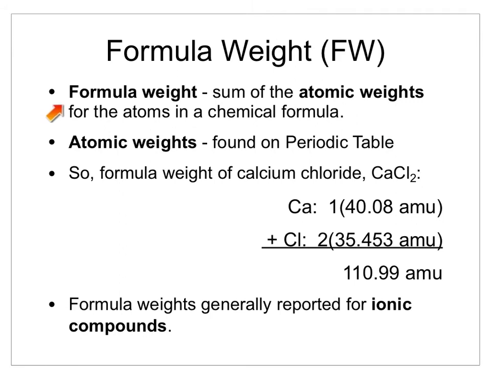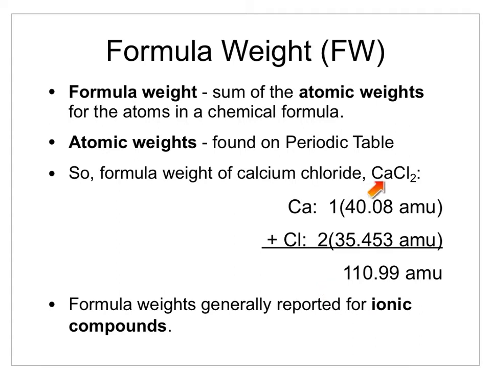The formula weight, or FW, is the sum of all the atomic weights for each atom in a given chemical formula. Atomic weights are the average weights across all of an element's isotopes and are found on the periodic table for each element. The units of the formula weight are given in atomic mass units, or AMU. As an example, we can easily calculate the formula weight for the ionic compound calcium chloride by adding the atomic weight for calcium and 2 times the atomic weight of chlorine to give the total weight of calcium chloride.